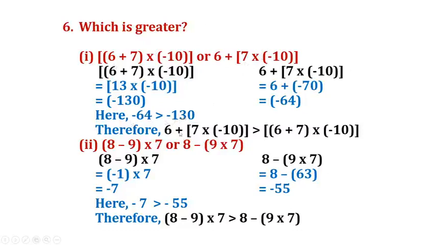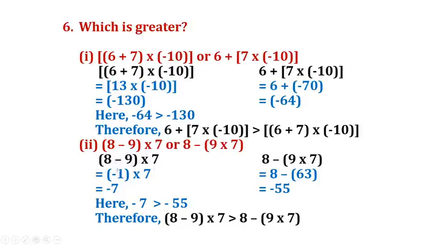You have to write 6 plus 7 into minus 10 is greater than 6 plus 7 into minus 10. So now go to the second one: 8 minus 9 into 7, or 8 minus of 9 into 7. Which one is greater? You have to find out.